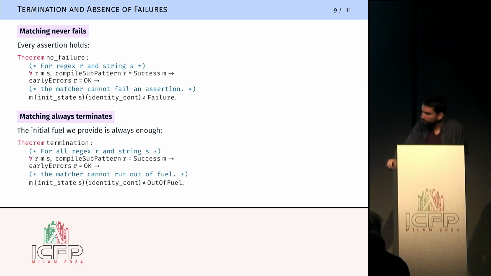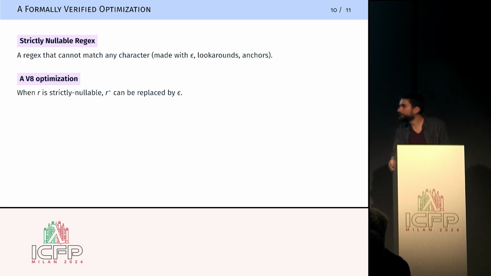Next, we also wanted to check that we could use this mechanization to prove some optimizations or some things about regex semantics. And so we formally verified one optimization that is actually currently executed by the V8 engine used by Chrome and Node.js. And this looks like a simple optimization: when regex R is strictly nullable, and what I mean by this is that whenever it matches something, it can only ever match the empty string. If you have such a regex, then R star should be replaced by epsilon.